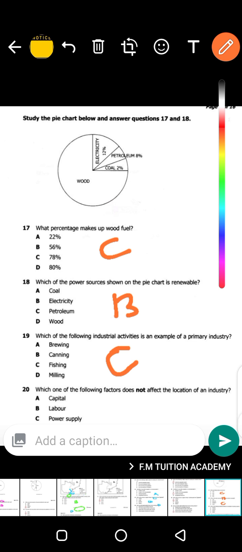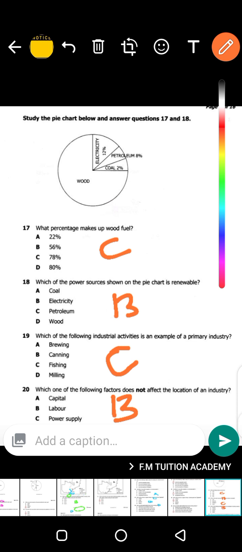Okay, which of the following is not an example of a location factor, meaning it does not affect the location of an industry? Labor. When you're trying to make an industry, what things do not affect that industry being built in that area?